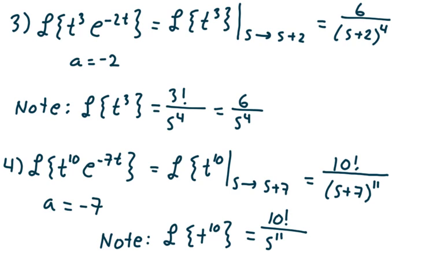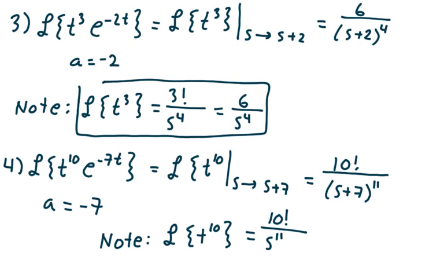Example 3. Suppose we want the Laplace transform of t cubed e to the negative 2t. Now, a is equal to negative 2, and the Laplace transform of t cubed is equal to 3 factorial over s to the 4th, which is equal to 6 over s to the 4th. So that's right here. Now, let's put this together. The Laplace transform of t cubed e to the negative 2t is the Laplace transform of t cubed where s gets replaced with s plus 2. And when that occurs, we're going to get 6 over s plus 2 all raised to the 4th power.